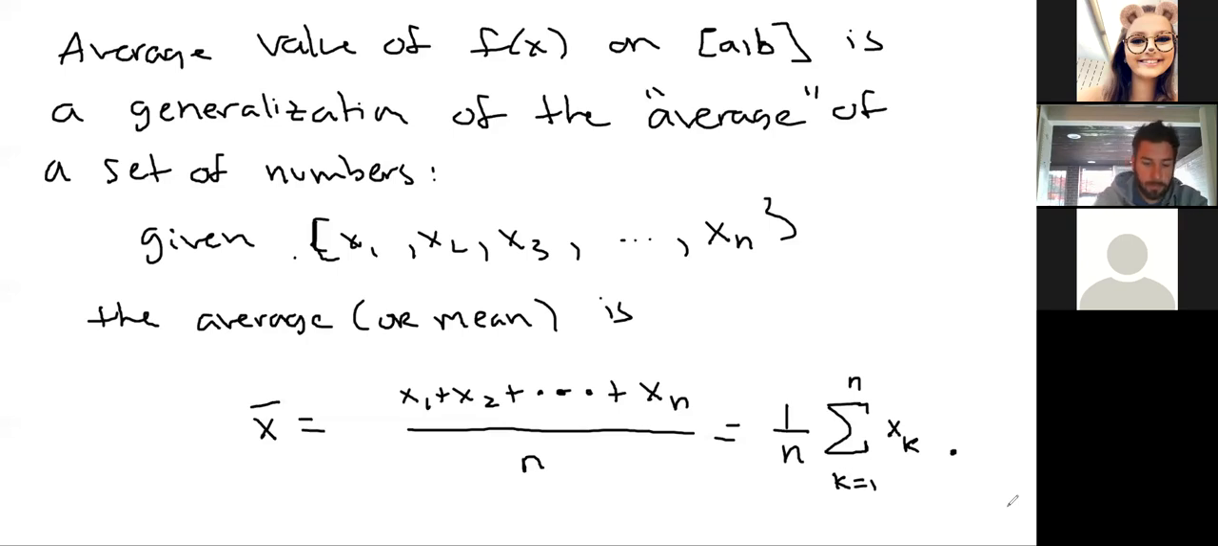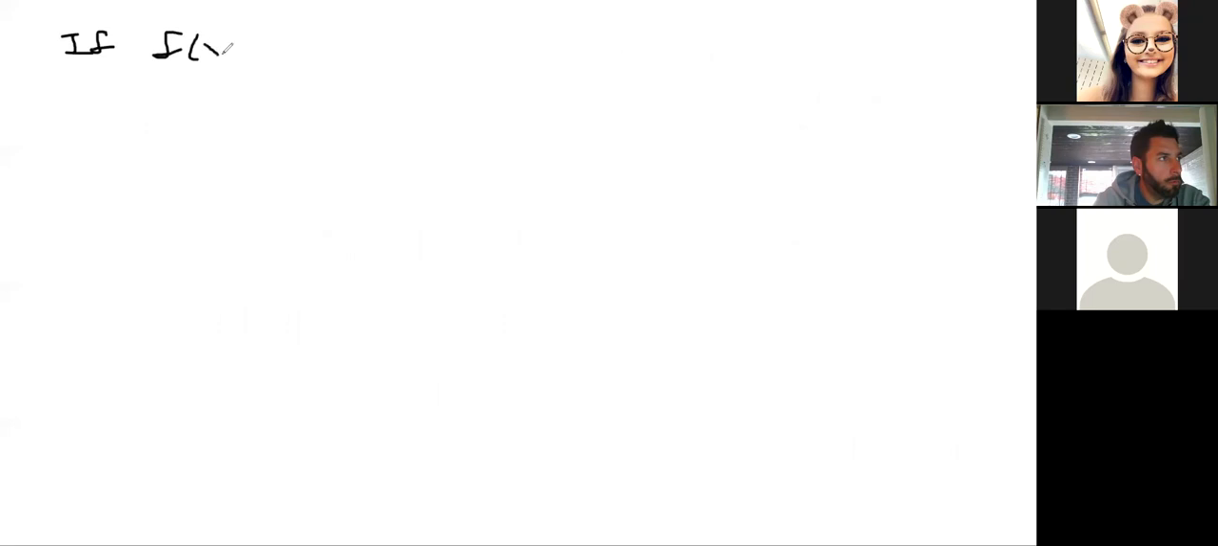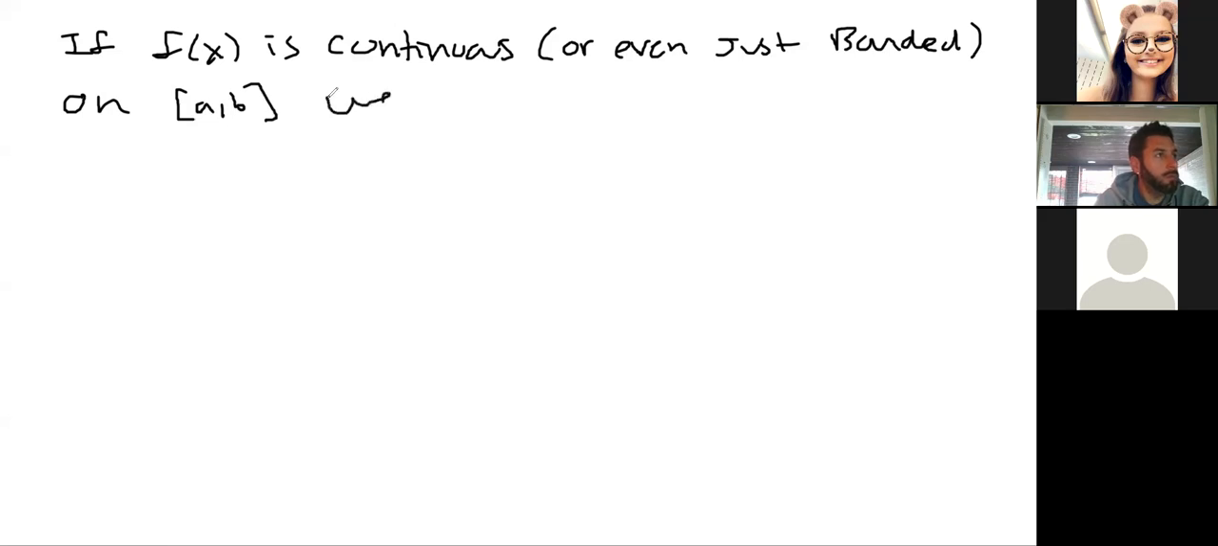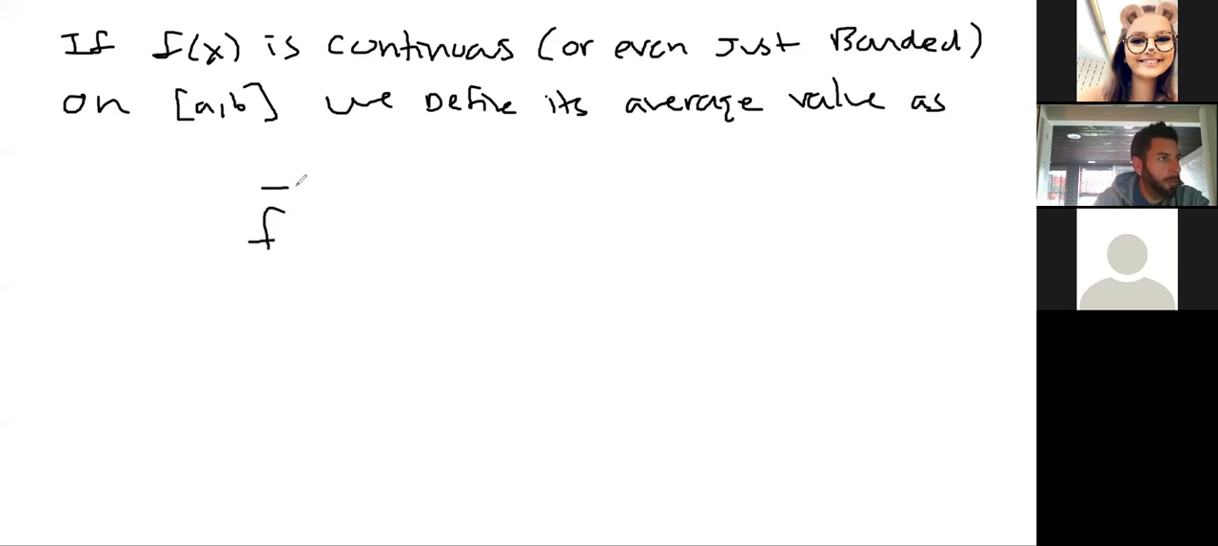So here we go. If f of x is continuous, or even just bounded on [a, b], we define its average value as f with a bar over it, and then you take one over the length of the interval and you multiply it by the actual value of the integral.